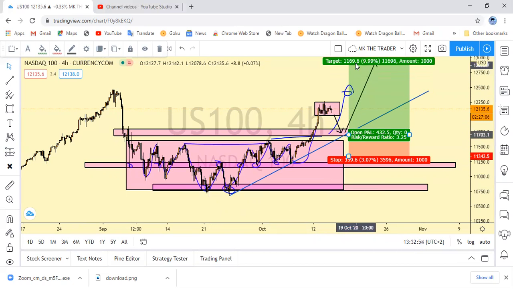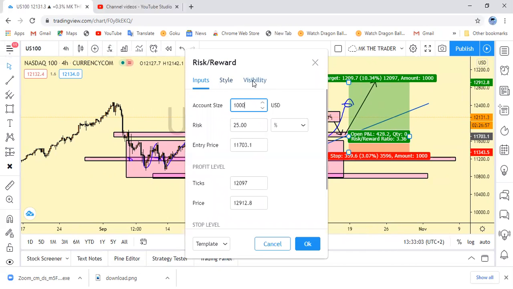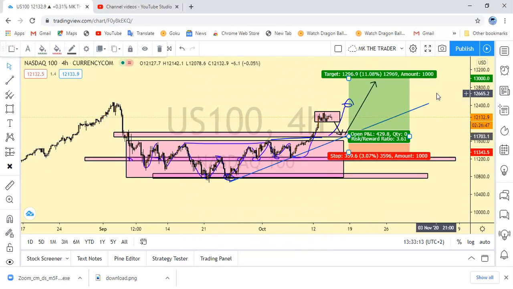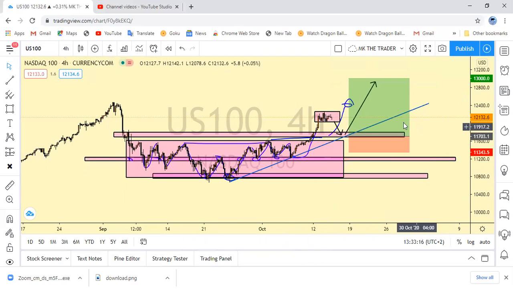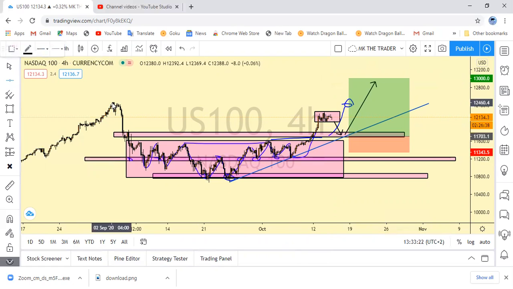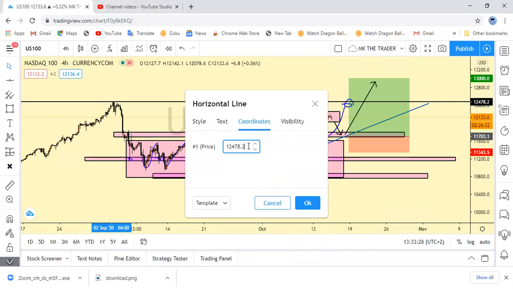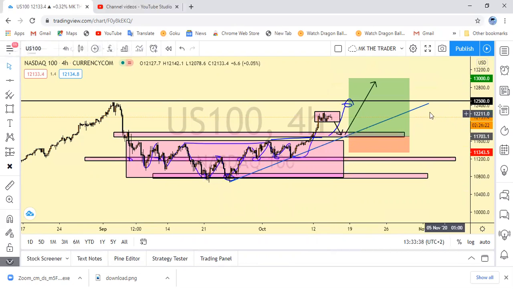And then if someone wants to swing, you can swing to, obvious is going to be 13,000. But make sure your first target is going to be this one here, 12,500. This is going to be your first target.